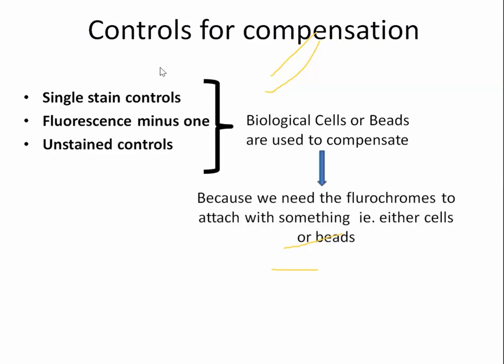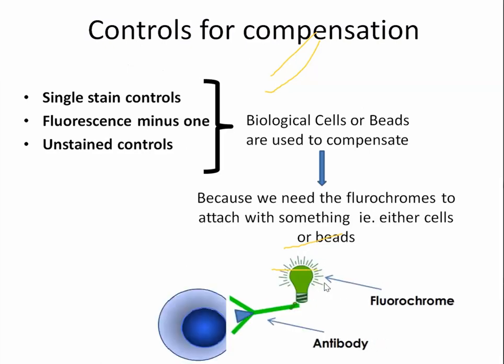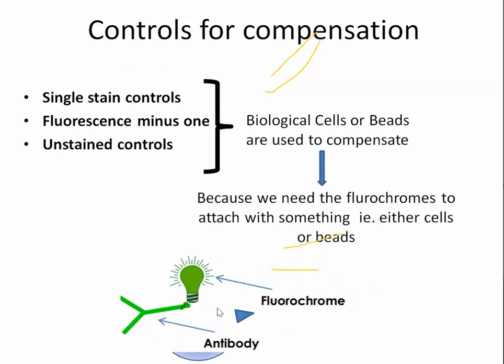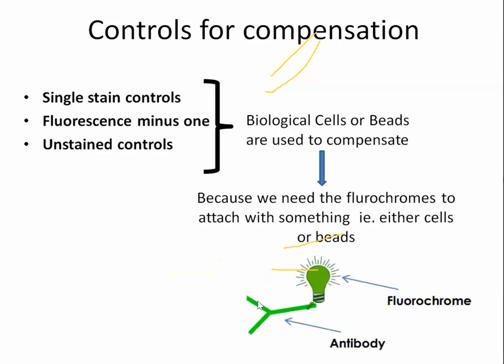Why do I want cells or beads? Because what we are discussing about fluorescence spillover and compensation is all related to fluorochromes, but we need the fluorochromes to attach to something. Correct? You can't just use the fluorochromes in the flow cytometer. You need them to attach to something, which could be either cells or beads. So this is the fluorochrome and the compensation is all related to this. But we need cells where this particular antibody will go and bind, and we also need the antibody.